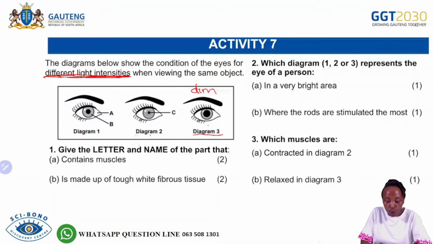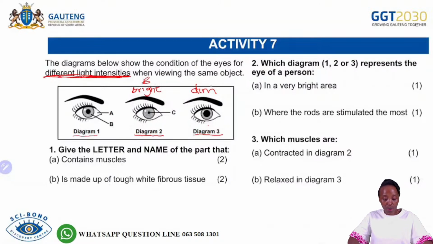And then diagram 2, the pupil size is constricted. It's not the same size as this one. So here we can conclude that this eye is viewing the object, but the light intensity, it is what? It is very bright. So that is what we are looking into. And then this one, we can say it is in between. It's not too dark, at the same time it's also not too light, so it is just in the middle. But these two, we can clearly tell that this is bright light and this is dim light.